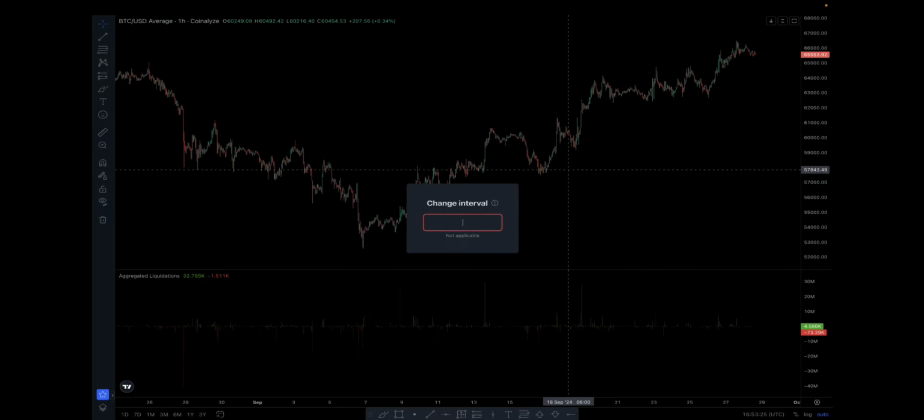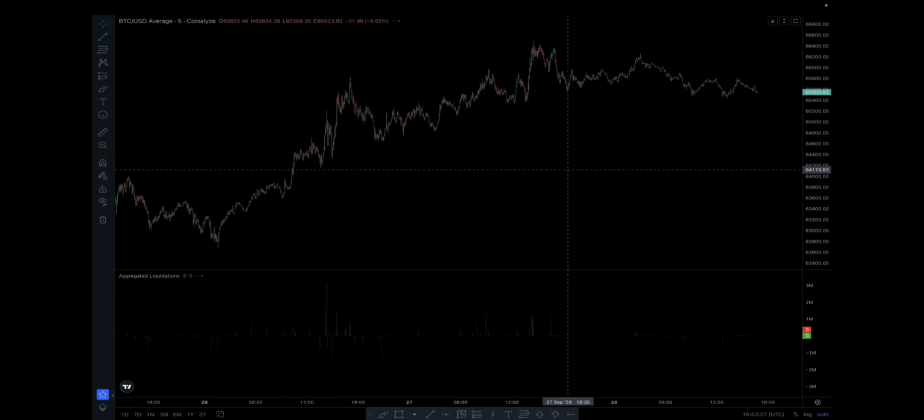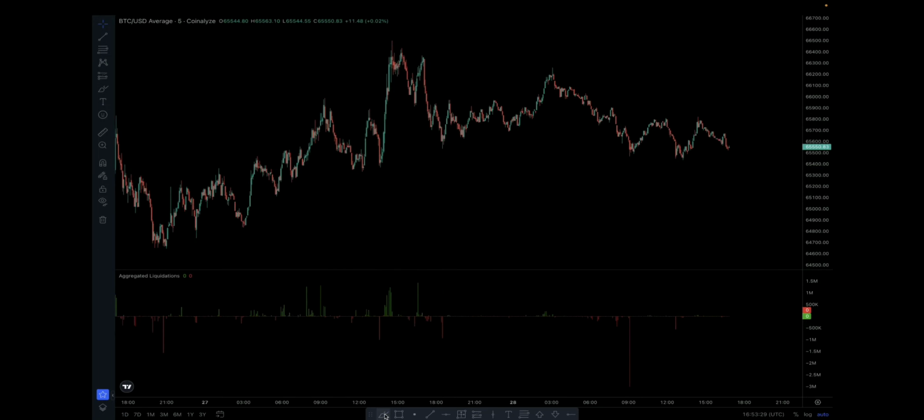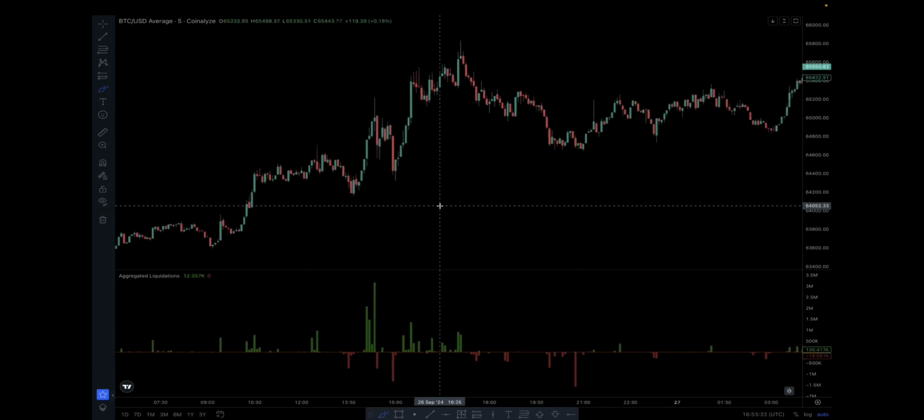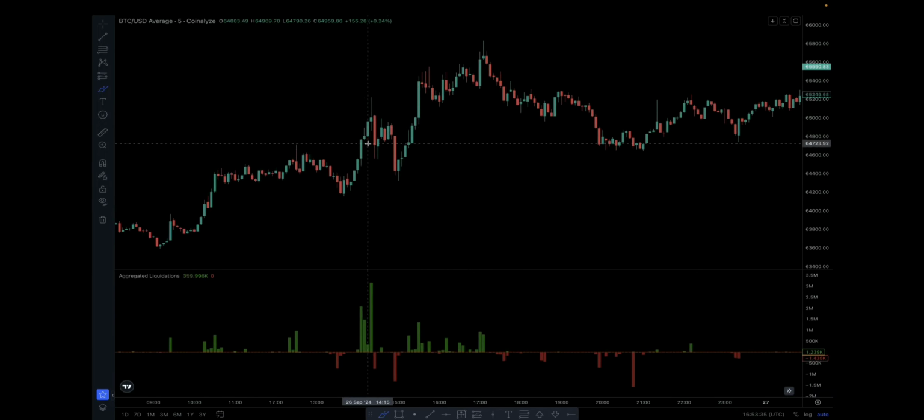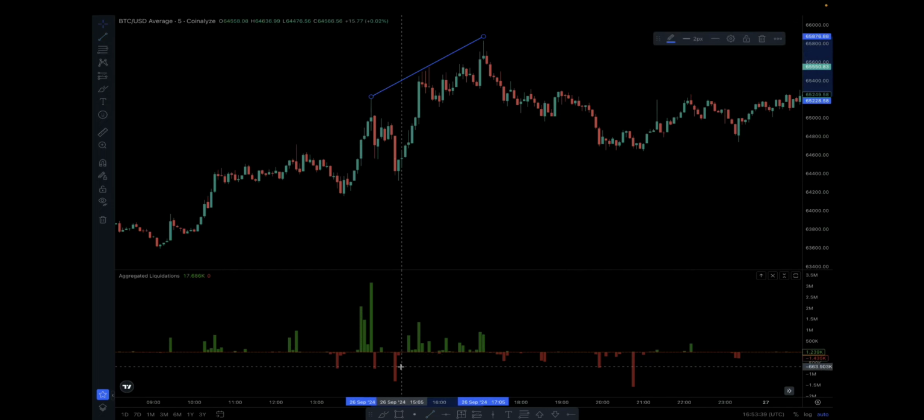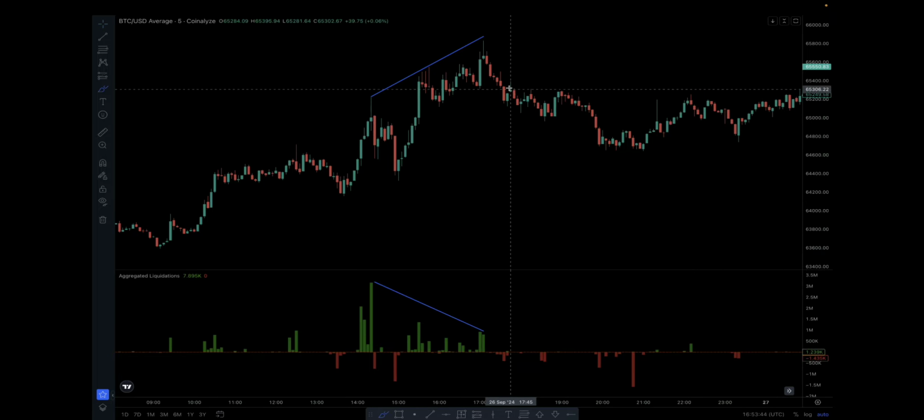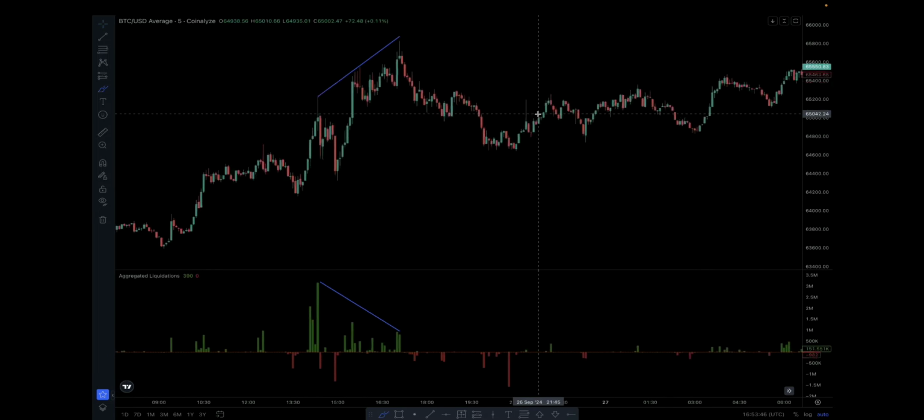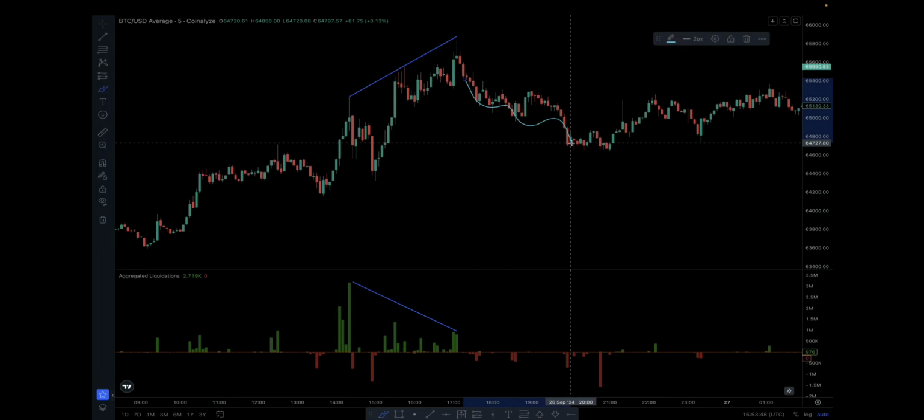Right? So you might look at a chart here and you'll see, where are we looking? You will see price going higher, but liquidations going lower. Right? So here we had really high liquidations. Price kept going higher. Liquidations kept going lower. And what happened? It led to a pullback. Now, a relatively small pullback, but a pullback nonetheless.